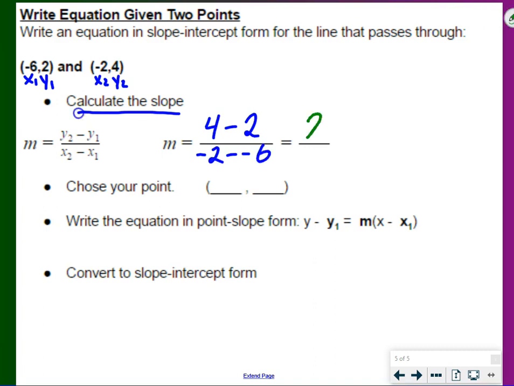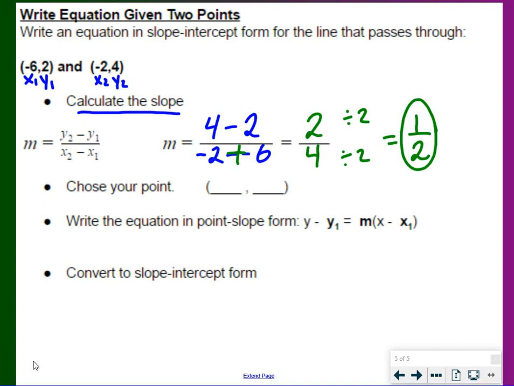4 minus 2 is 2. Negative 2 minus negative 6, that's a double negative. So that becomes negative 2 plus 6, which is 4. 2 over 4, we can divide both the top and the bottom by 2 to get 1 over 2. It reduces to 1/2. Our slope is a fraction, and that's okay. Don't freak out.